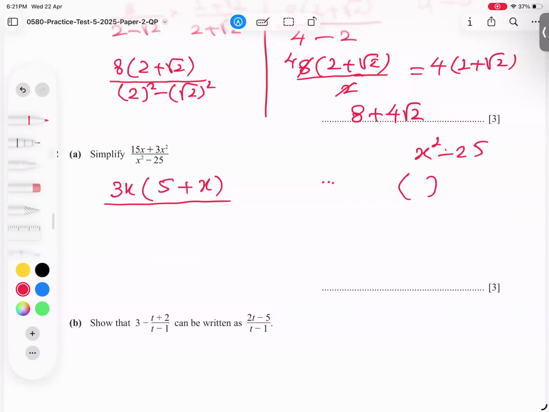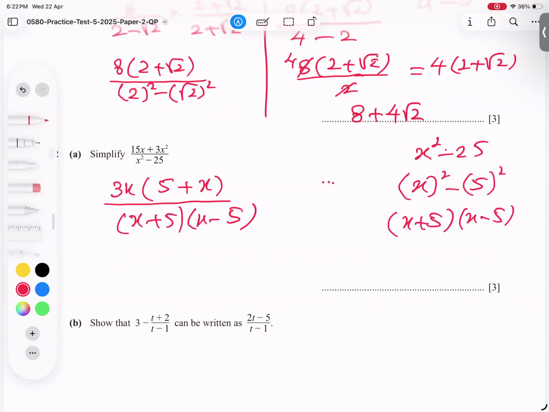This is the square of what? And this is the square of what number? x and 5. So one time x and 5 added, and one time x and 5 subtracted. So this value I'm going to copy down: x plus 5 into x minus 5. And they will cancel out like this. And finally, I got 3x over x minus 5.